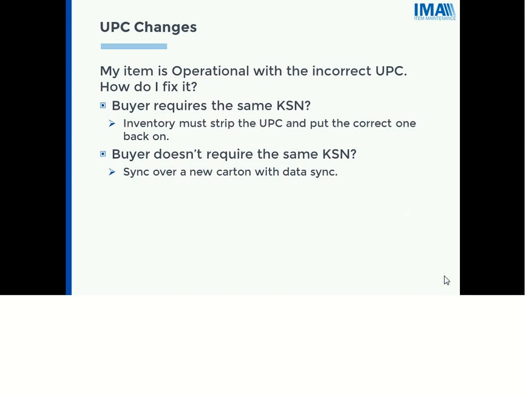So this is going to require communication both with your buying team and possibly your inventory team, especially if the buyer requires the same KSN, because inventory is the one that owns those UPCs once they get put into the system, because they involve a lot of our reporting and tracking, and so they have to be able to steer whether or not UPCs can be removed from existing items. So again, just make sure to communicate with your buying team and possibly inventory before deciding on a course of correction.